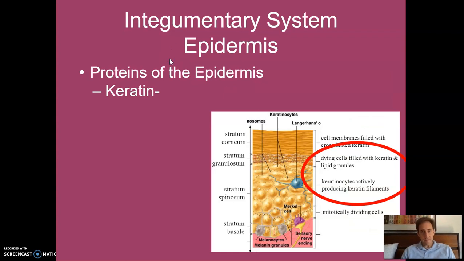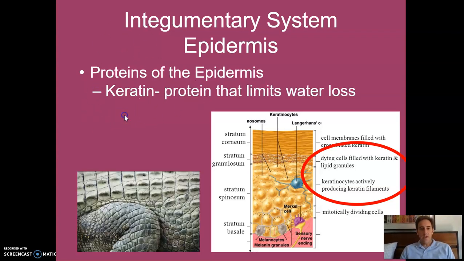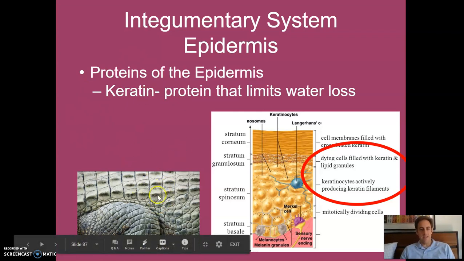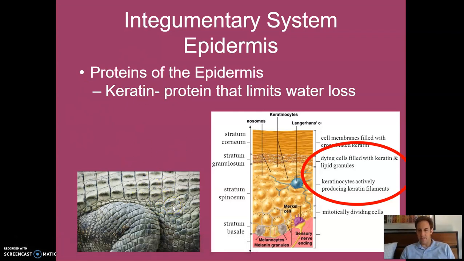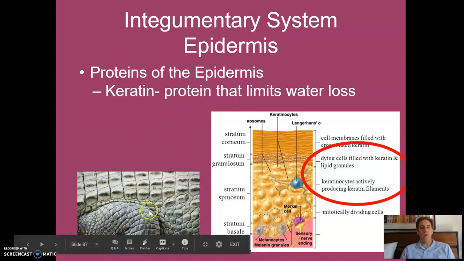Anyway, there's a couple proteins that I think are worth mentioning in the epidermis. The first is that keratin that I already mentioned. The keratin is a protein that limits water loss. It's actually keratin that gives reptilian skin that kind of scaly feeling that it has. And keratin, interestingly, was a protein that first evolved in reptiles.